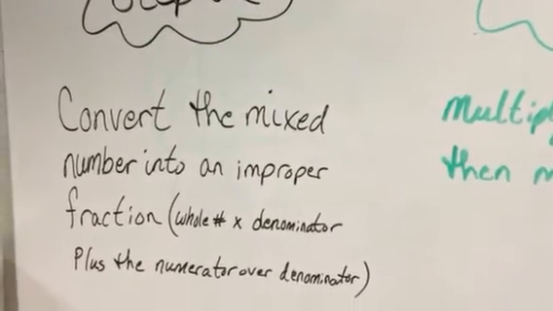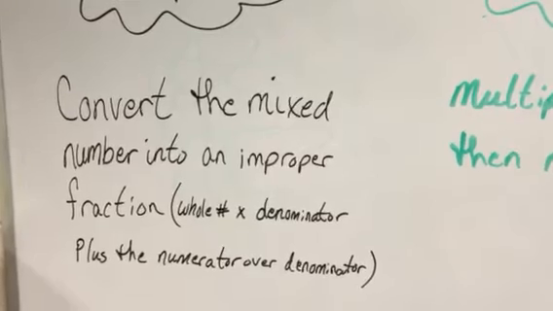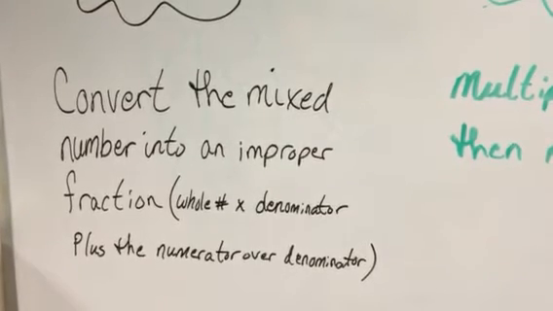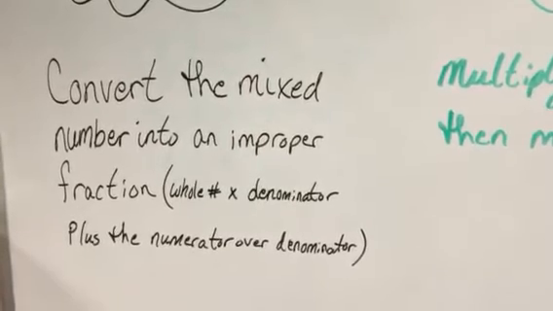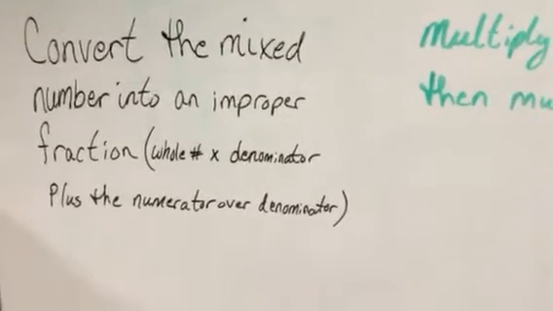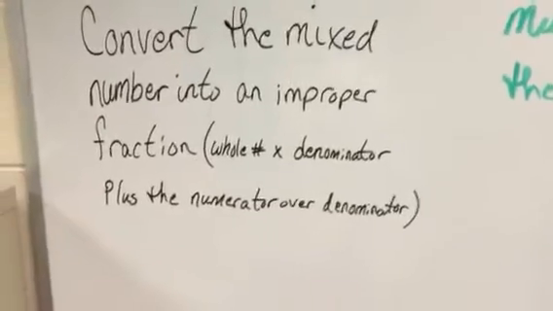To do this, if you remember correctly, we multiply the whole number times the denominator, and then add the numerator, and then put that new number all over the denominator. That might seem tricky. Let's do an example of that.